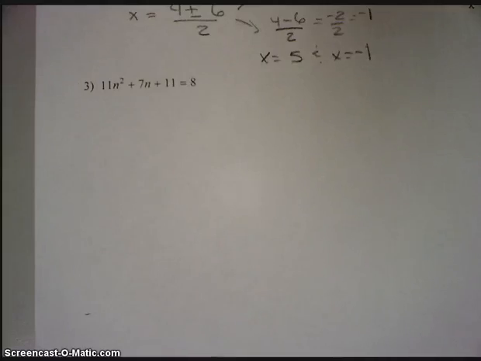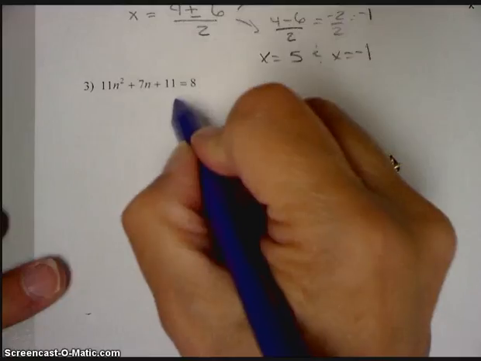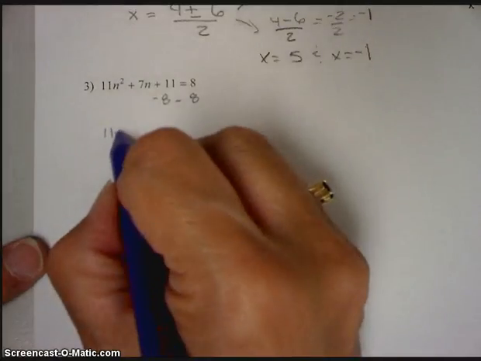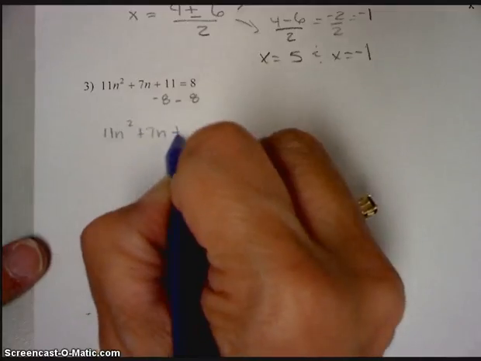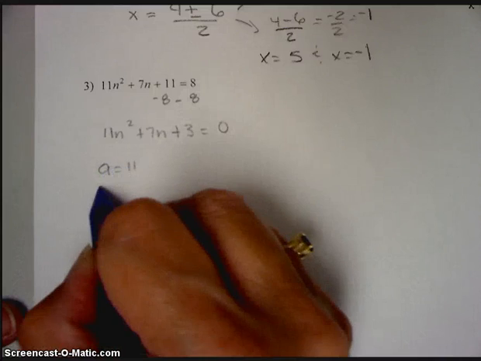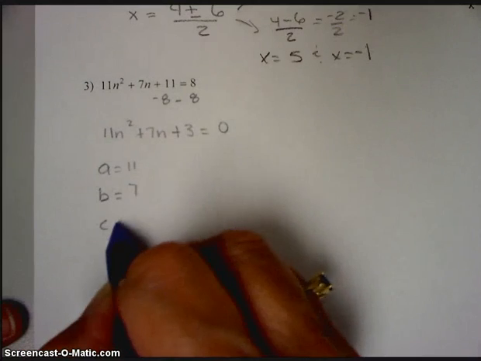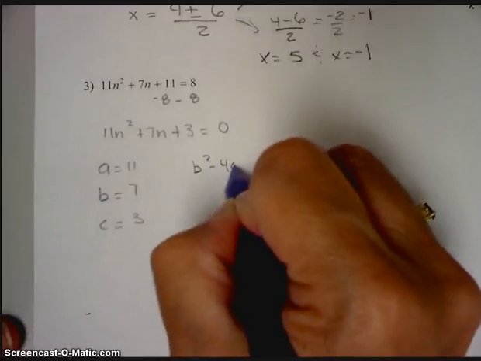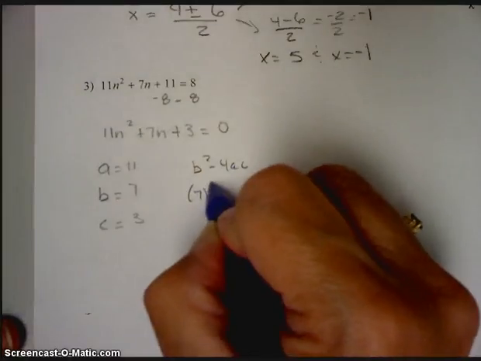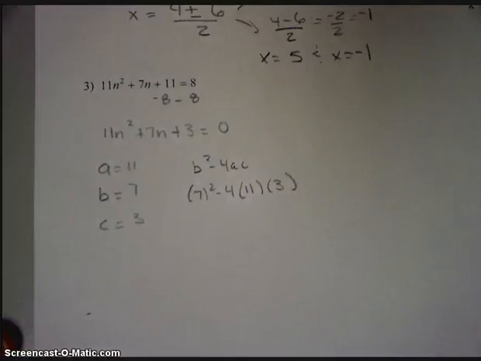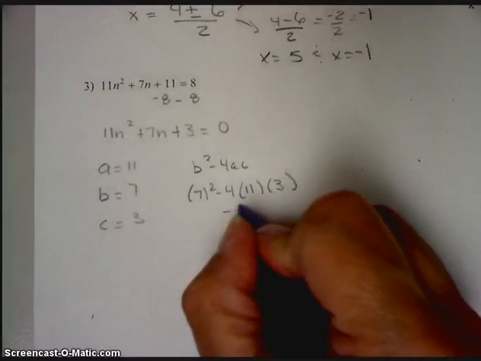Okay, another example from the quadratic formula: again, make sure you have it set equal to 0. So then I have 11n squared plus 7n plus 3 equals 0. Identify my a, my b, my c. Okay, let's calculate the discriminant. b squared minus 4ac. So this is going to be 7 squared minus 4 times 11 times 3. When we do this math, we wind up that this is equal to negative 83.